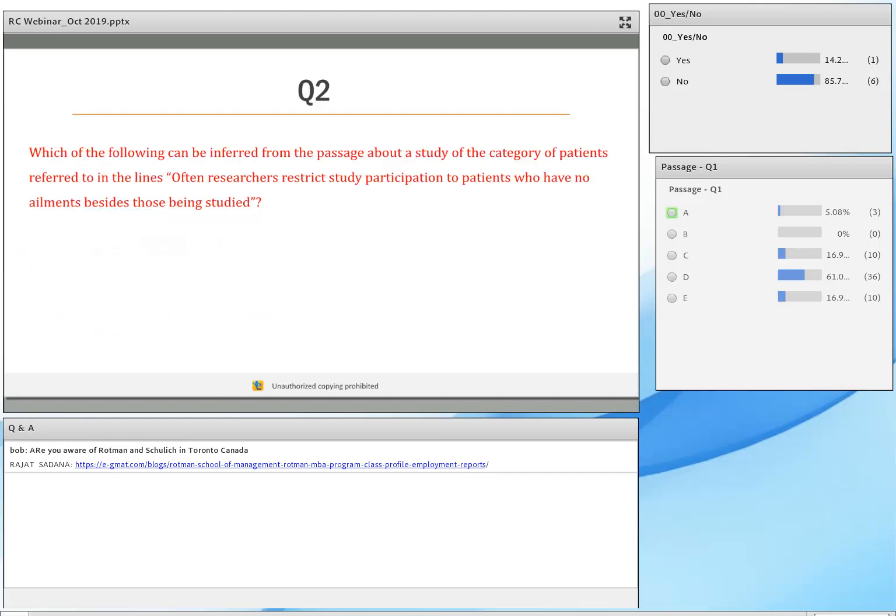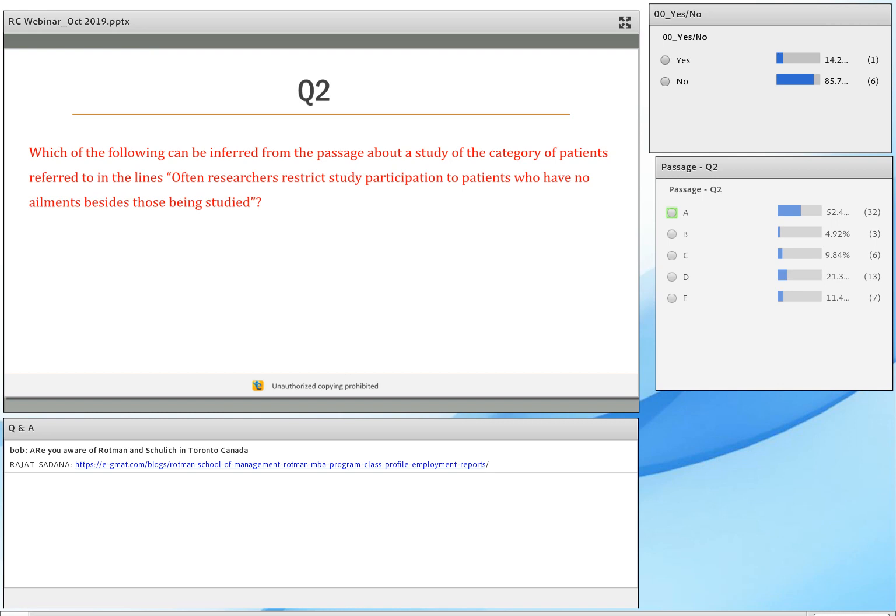Okay, let's move forward. Question number 2, and let me get this, because I know we do have to get to the timing part of the test of RC. So I'm going to be sharing this presentation with you. It has all the detailed explanations, but let's go through this.